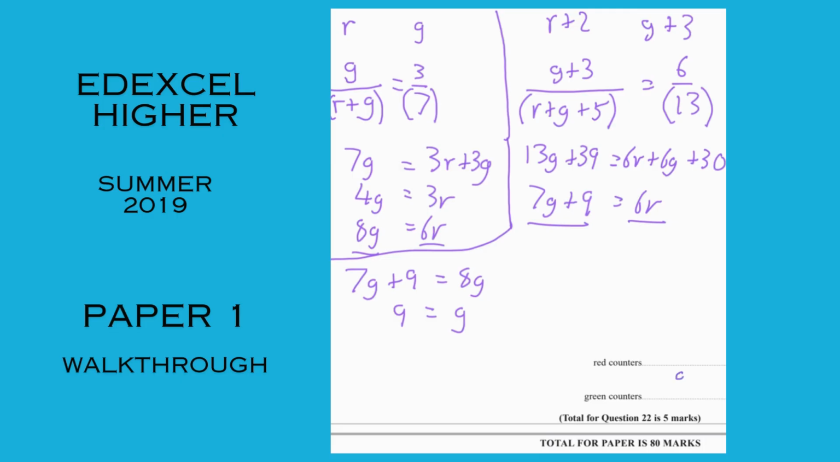That's the number of green counters. And find another equation. Let's go back to this one, really. If there's 9 green, 9 eighths are 72. And that's 6 red. Divide both sides by 6. There are 12 red in the bag.